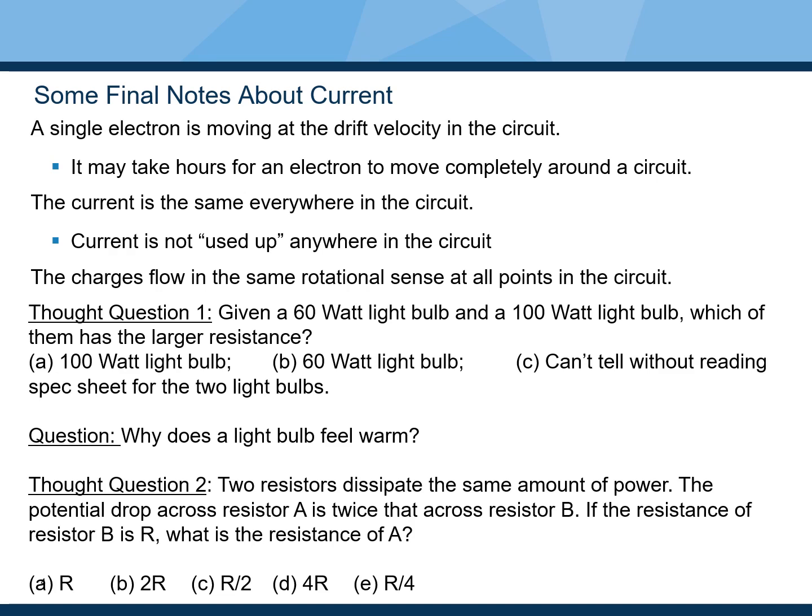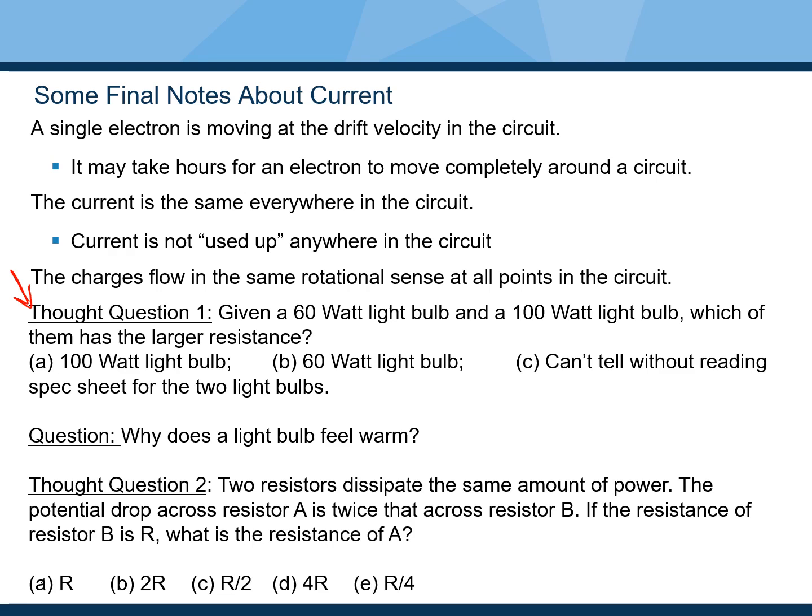So with that, we come to this first thought question, which basically says that you have a 60-watt light bulb and a 100-watt light bulb. The question asked of us is, which of them has the larger resistance? Now, to keep this problem very simple, we can say that the voltage delivered by the outlet in our houses is always a constant. It's 110 volts. Let's keep it simple. Think of it as DC voltage for now.